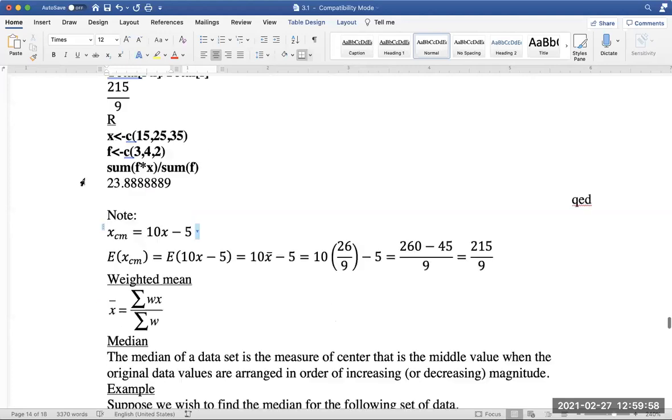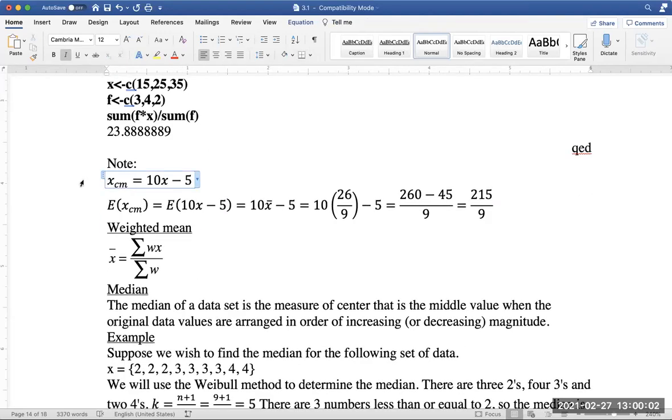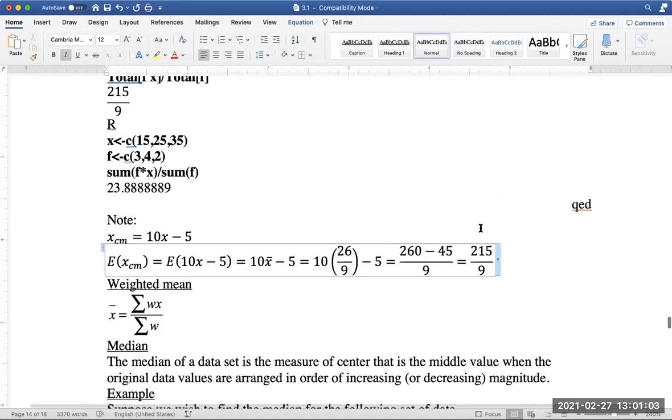So if I looked at the previous frequency distribution, it was the same as the next one, where my class marks were just 10 times the previous data value, minus 5. We could use some of the facts that we knew from before to compute the mean without doing anything. The expected value of the class mark is the expected value of 10x minus 5, because that's what the class mark is. But I know that the expected value is linear. That's one of the things that we showed previously in this section. So it's just 10 times the mean of x minus 5. The mean of x is 26 over 9. 260 over 9 minus 5, or 45 over 9, is 215 over 9. It's the same answer.